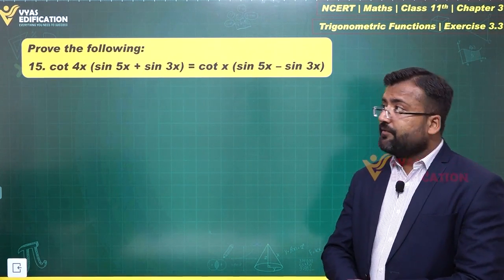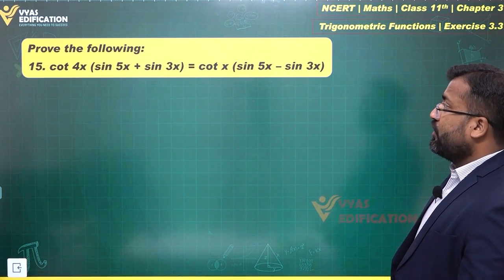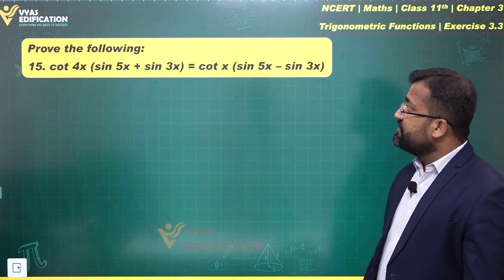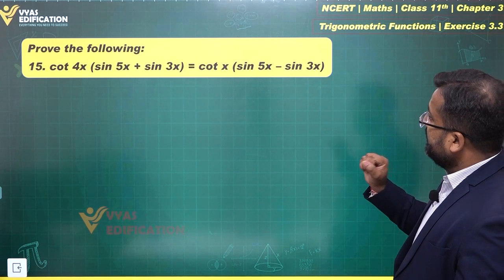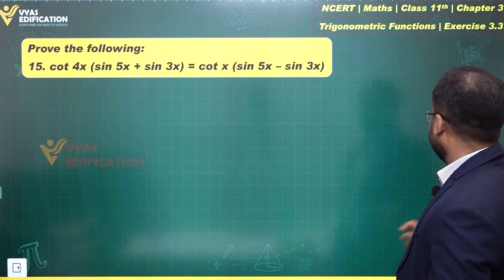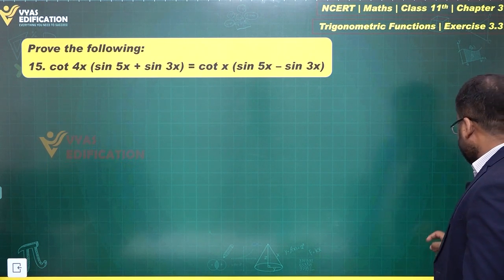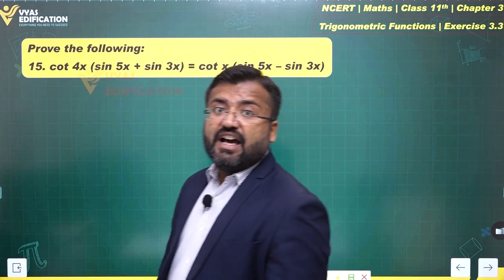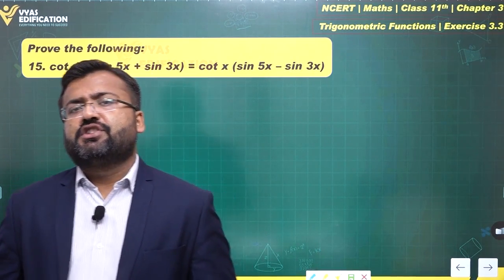Let us solve this question. 15th, cot 4x times sine 5x plus sine 3x. This is what you have in the LHS. In the RHS, you have another complicated expression, cot x times sine 5x minus sine 3x. Can you please observe that both LHS and RHS have complicated expressions.